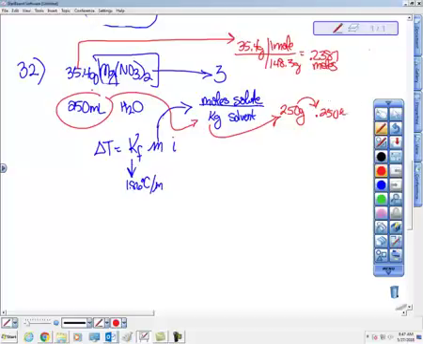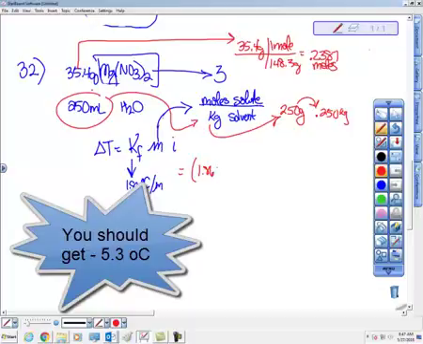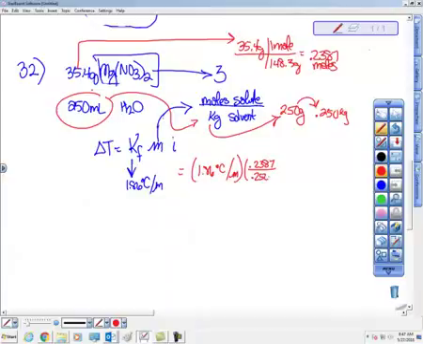All right, so it looks like we have everything lined up, so we're just going to plug this into the formula and get it gone. K sub F is 1.86 degrees Celsius per molal. For the molality, I'm just going to plug in the values that we've got here, 0.2387 moles over 0.250 kilograms, and the Van't Hoff factor is 3.